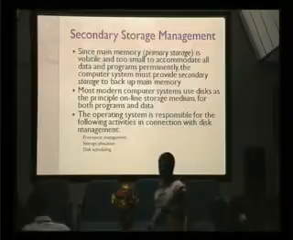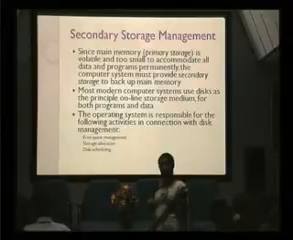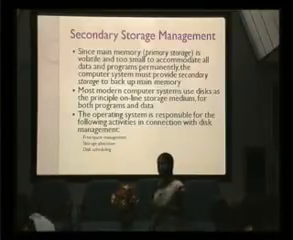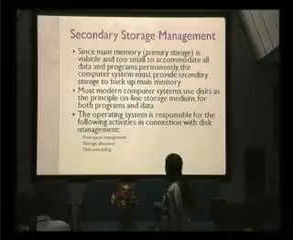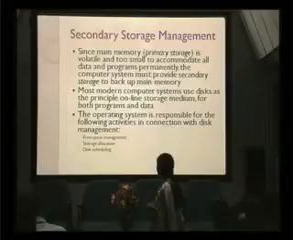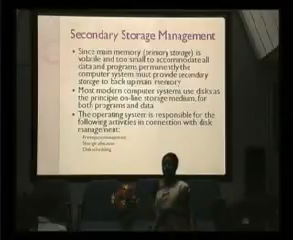Secondary storage management. We have seen main memory, and we also want secondary storage memory, and the operating system's job is to maintain both main memory and the secondary storage area. What is the need of having secondary storage memory? Since main memory is volatile and too small to accommodate all data and programs permanently, the computer system must provide secondary storage to back up main memory, to support main memory.